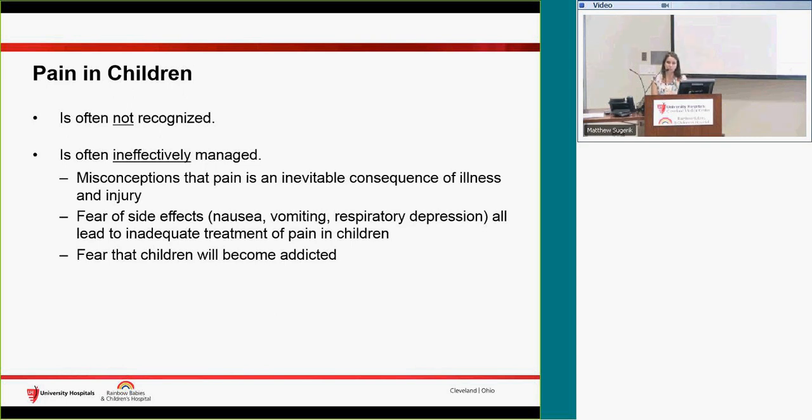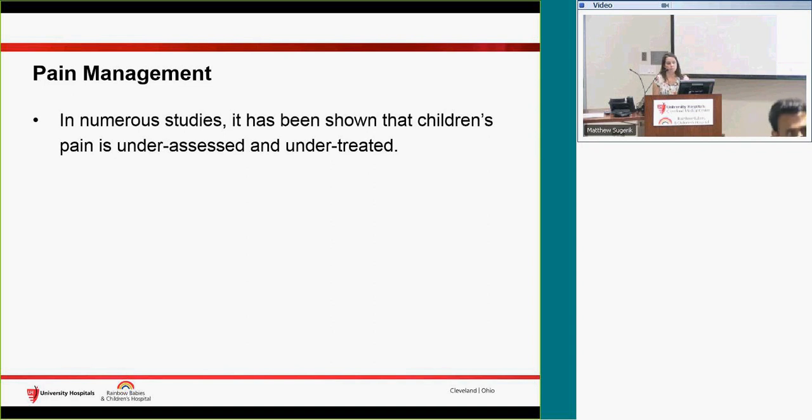I fear that children will become addicted. I think that's probably more family than providers, though there are some providers out there who are also fearful of it. There have been many studies that show that children's pain is underassessed and undertreated. This actually came from adult emergency rooms, where they looked at how they did with pain control and pain management, and they realized they didn't do a good job at all. Then the pediatric emergency departments decided to see how well they did, and we found that we did even worse.